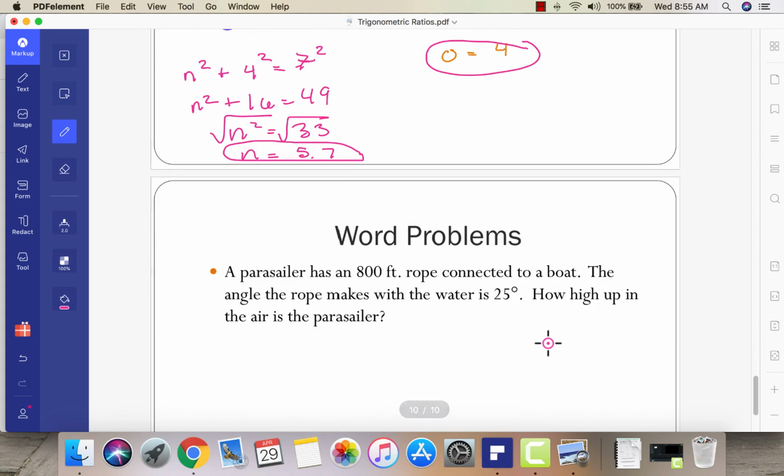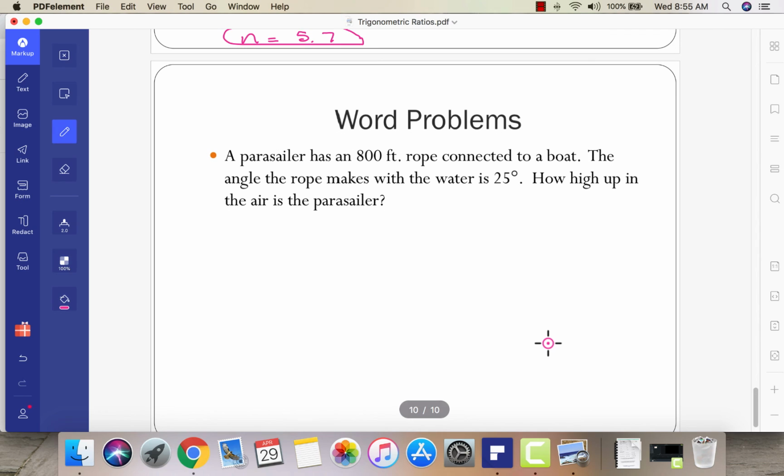All right, let's look at this word problem. A parasailor has an 800-foot rope connected to a boat. The angle the rope makes with the water is 25 degrees. How high up in the air is the parasailor?